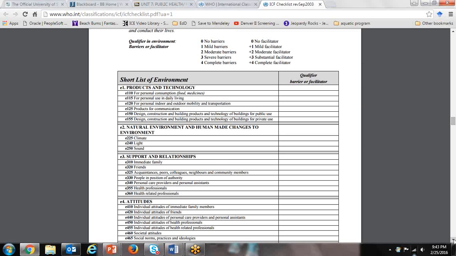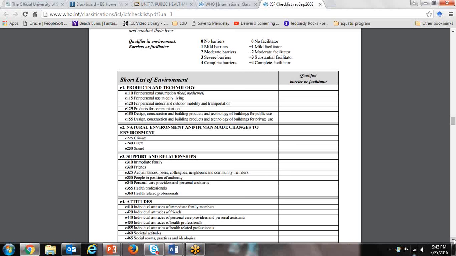In the environmental factors, we also have 2 separate qualifiers, but we're only giving 1 qualifying code. We're looking at environmental structures, and you have to first determine, is it a barrier or a facilitator? So in the environment, we have both a negative and a positive, but you only give 1 qualifier. No barrier, mild barrier, moderate barrier, severe barrier, or complete barrier. Or you could be looking at it being no facilitator, mild facilitator, moderate facilitator, substantial facilitator, or complete facilitator.